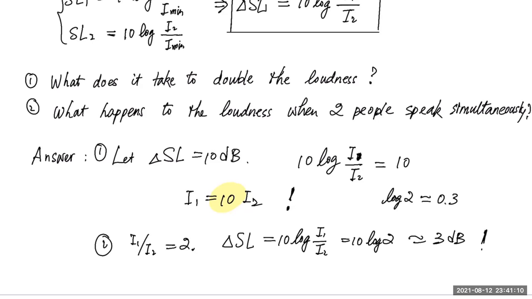That's also very surprising. It says that when you double the intensity, the sound level does not increase by 10 dB. No, it increases by only 3 dB. So for example, if one person is talking and the sound level is 60 dB, what happens when both people talk at the same time? The sound level increases by 3 dB to 63 dB. That's it.